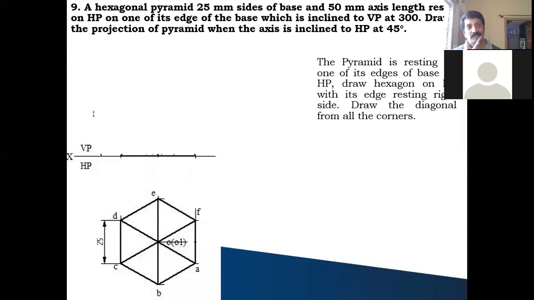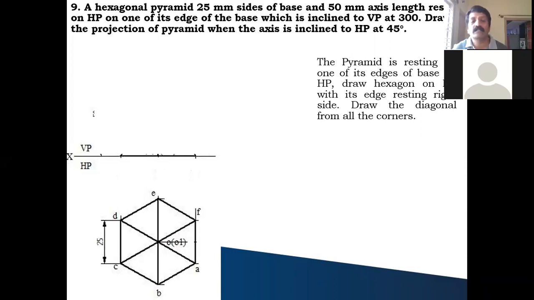So what is the question given? A hexagonal pyramid of 25 millimeter side of base and 60 millimeter axis length rests on HP and one of its edges of the base is inclined to VP at 30 degree. It is not 300, it is 30 degree. So the hexagonal pyramid base side is given 25 millimeter and axis height is given 60 millimeter, and the same base side in the last position we have to incline at 30 degree, and as usual draw the position of the pyramid when the axis is inclined to HP at 45 degree as given.